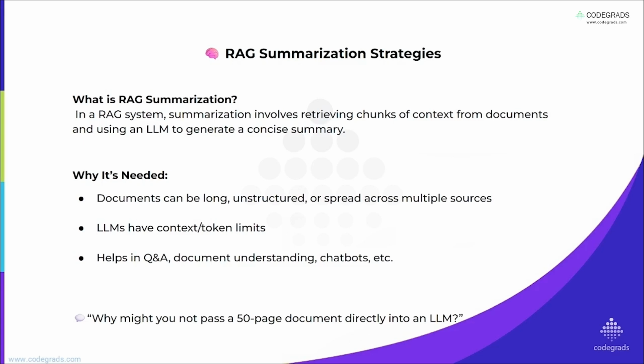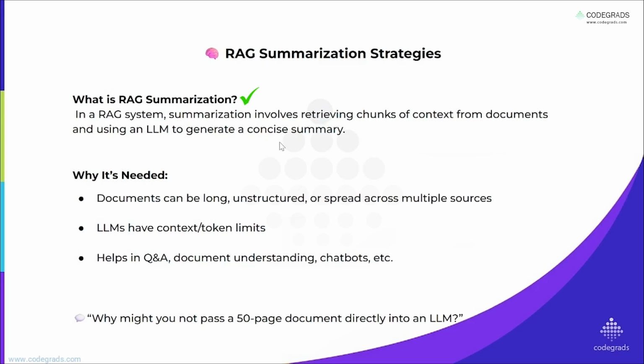So let's start. Now, RAG summarization strategies start with RAG. RAG stands for Retrieval-Augmented Generation. It combines the retriever, that is, it fetches relevant documents, with a generator like GPT to produce more accurate and factual output. According to the RAG summarization definition, in a RAG system, summarization involves retrieving chunks of context from documents and using an LLM to generate a concise summary.